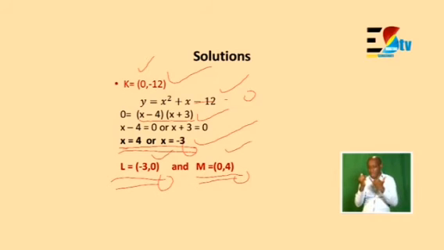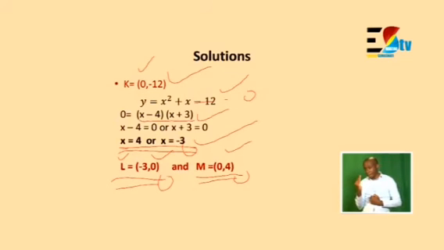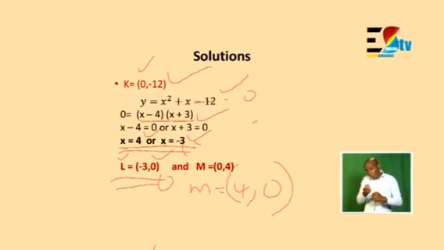These are the coordinates. Notice L is negative 3, 0 because L is on the negative side here. And M is this value. Sorry, there's a mistake here. M is supposed to be 4 because it's the x value. Therefore, M is 4, 0. That's the value of M.